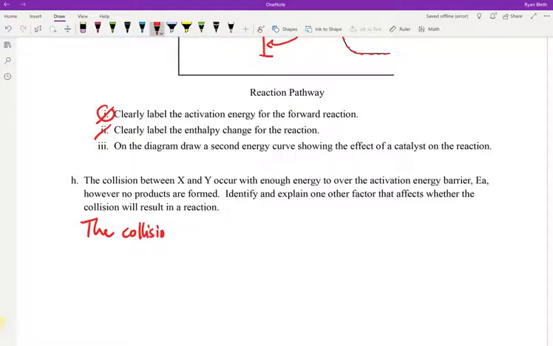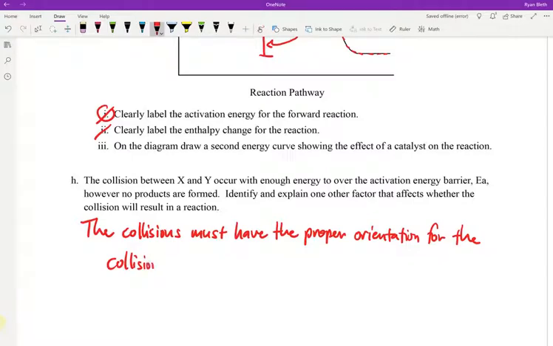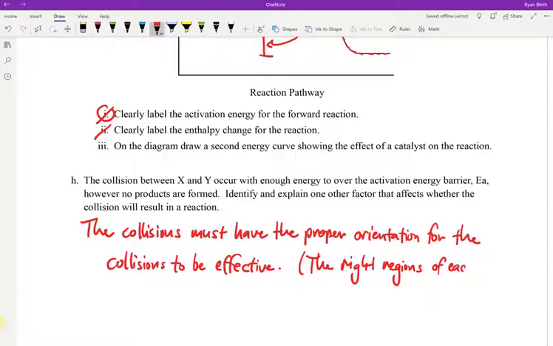The collisions must have the proper orientation for the collisions to be effective. So, in other words, the right regions of each molecule must collide.